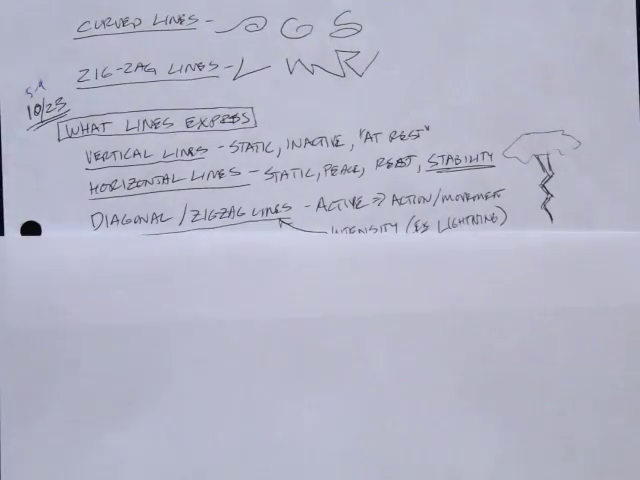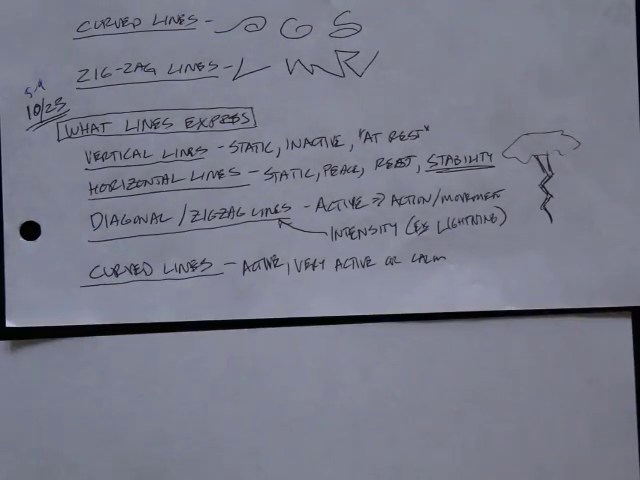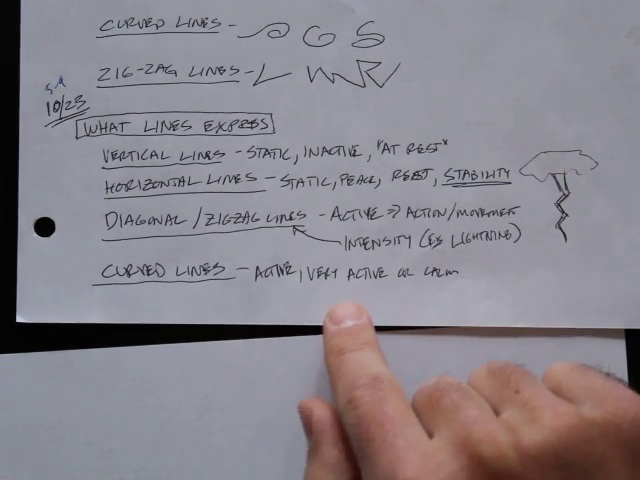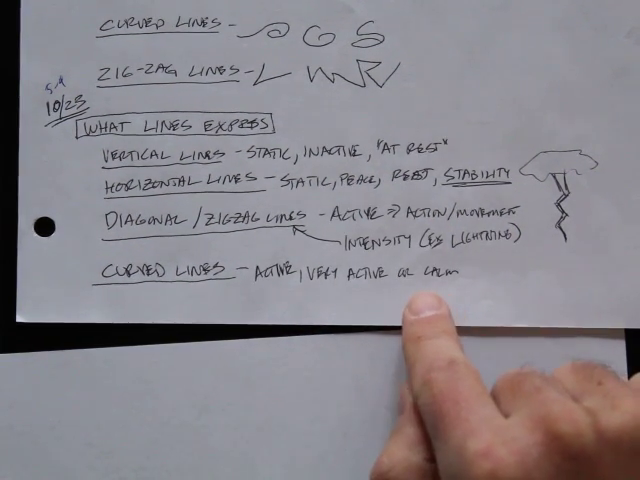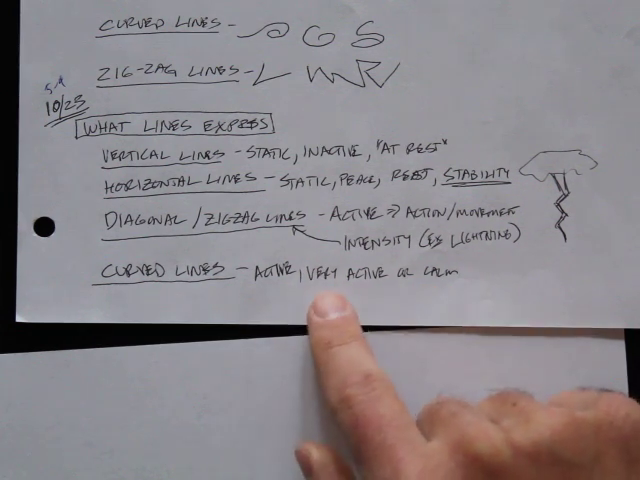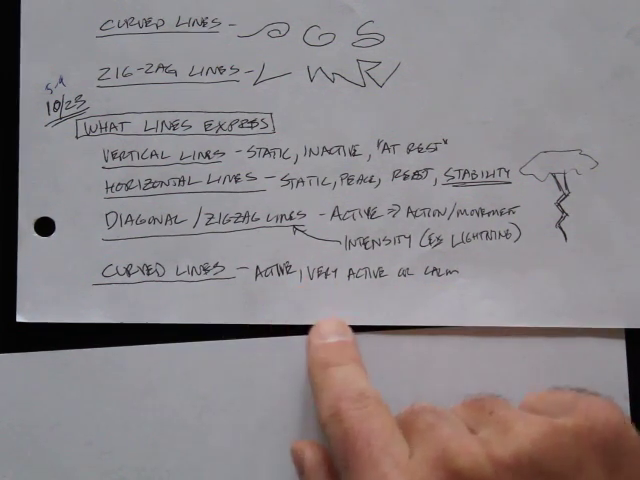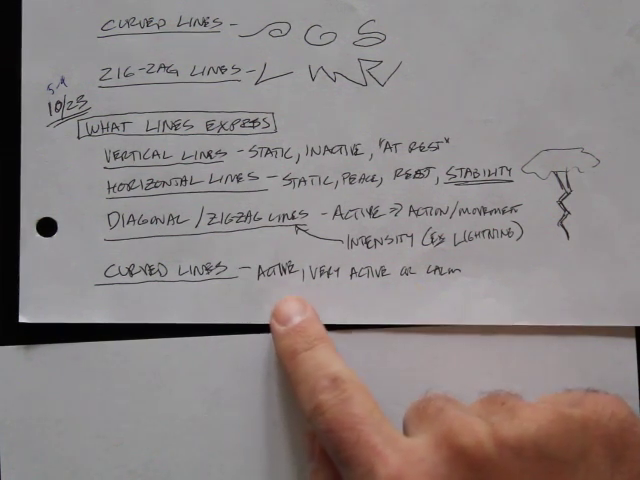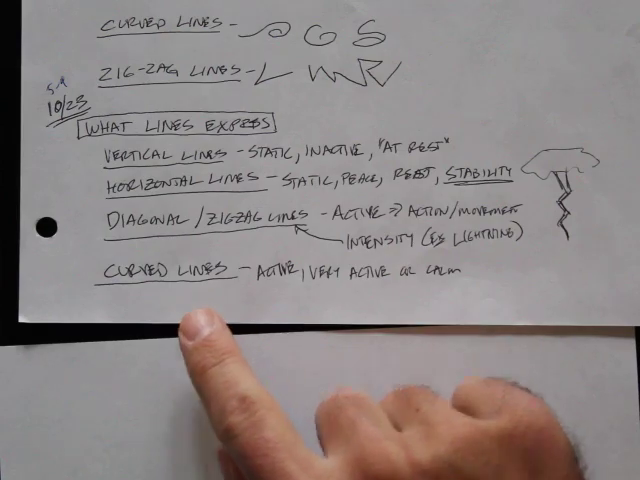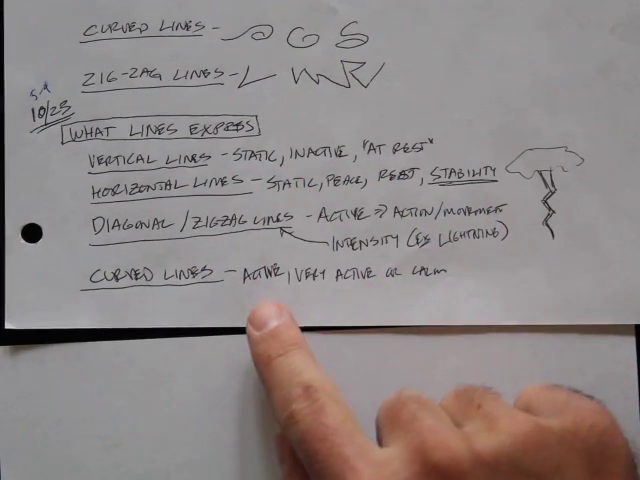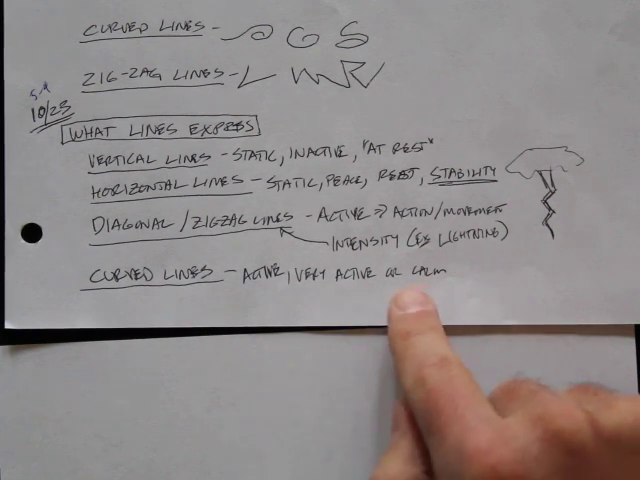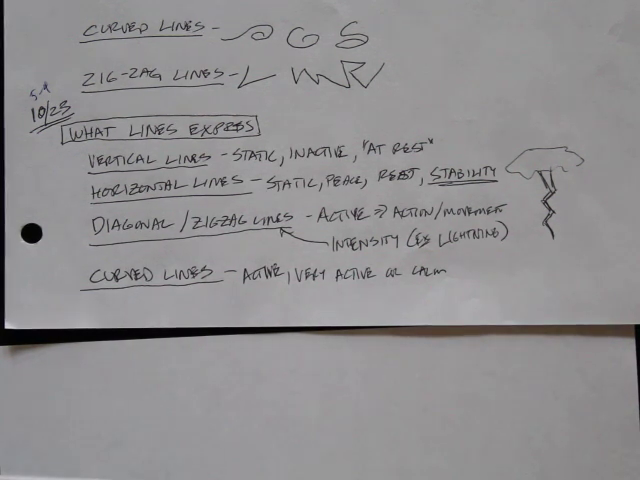All right, and the last one we're going to look at for this section is curved lines: active, very active, or calm. Curved lines can be calming depending on how they're used. Curved lines can be used in a lot of different ways, but a lot of times it's active, very active, or sometimes calm, right?